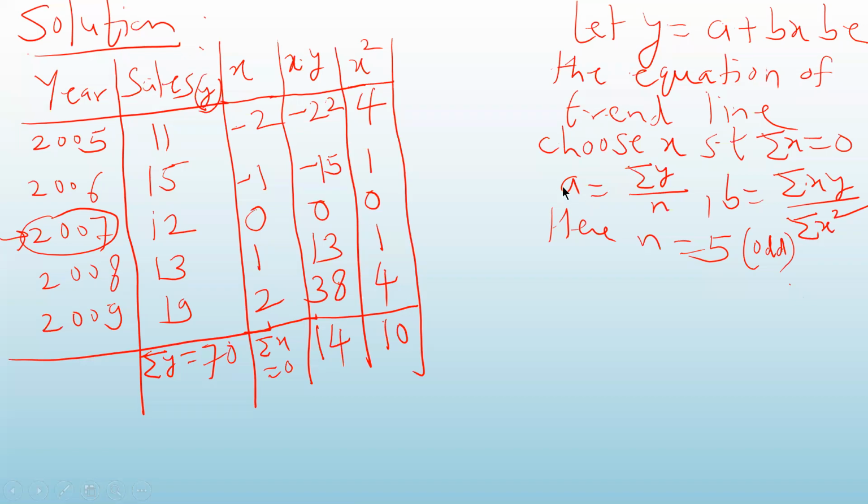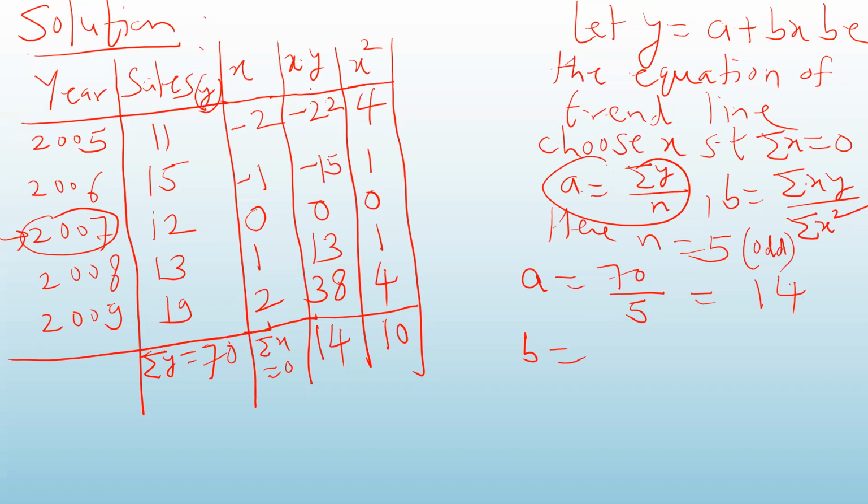Now what you have to do, put the values of summation y, summation xy, summation x square and n, and find the values of a and b. So what is a? A is summation y upon n. Summation y is 70, and n is 5. So 70 divided by 5 will give you 14. So a is 14.